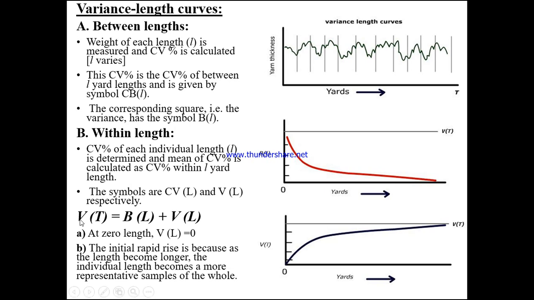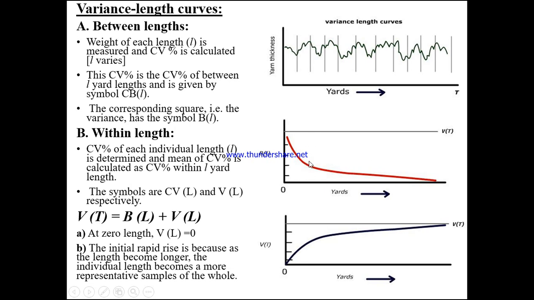Now the total variance VT will be the summation of the variance between the length, BL, and the variance within the length, VL. So BL and VL, if you add together, that gives the total variance VT.